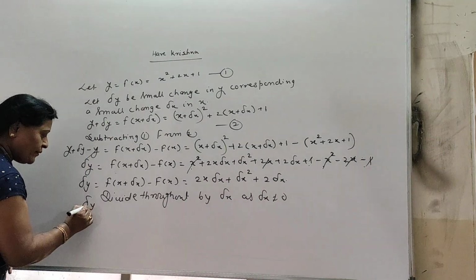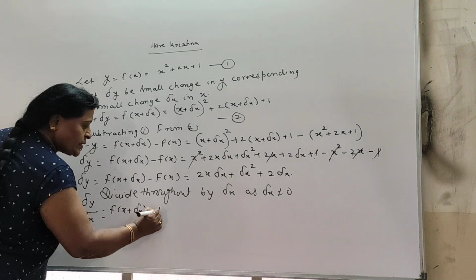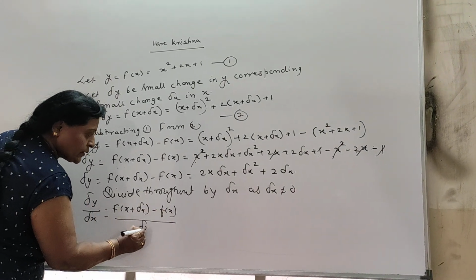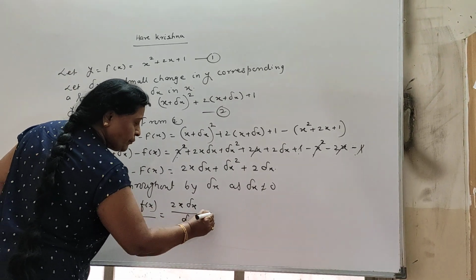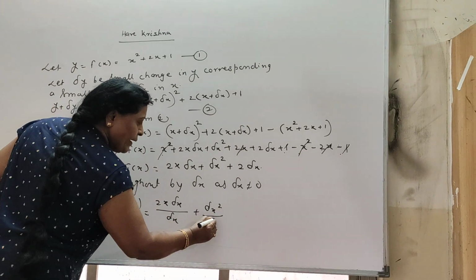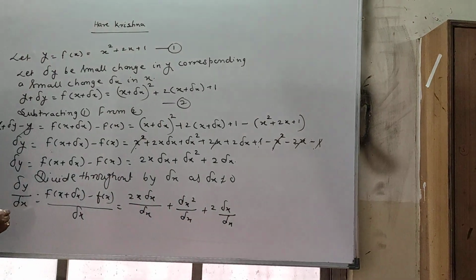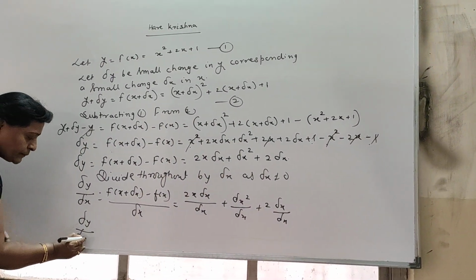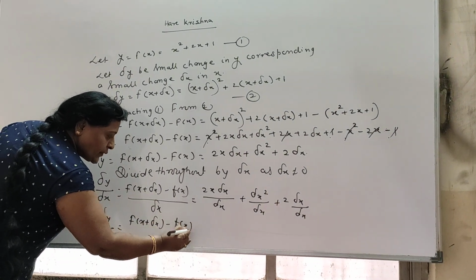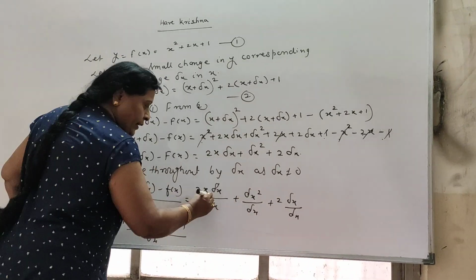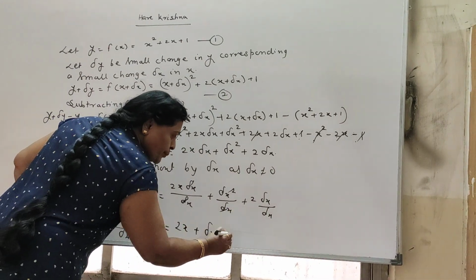Therefore this statement becomes del y divided by del x, that is f of x plus del x minus f of x divided by del x, is equal to 2x del x divided by del x, plus del x square divided by del x, plus 2 del x divided by del x. Here del x gets cancelled, leaving 2x; del x square divided by del x leaves del x; and here again plus 2.